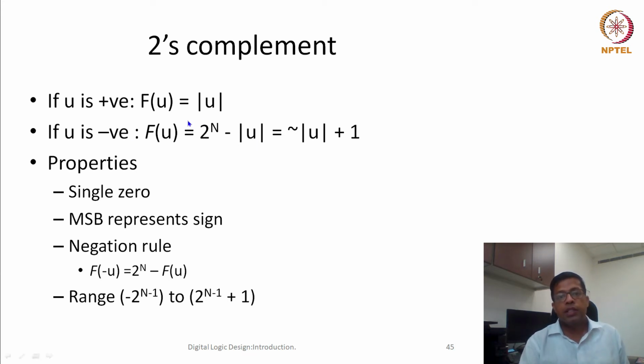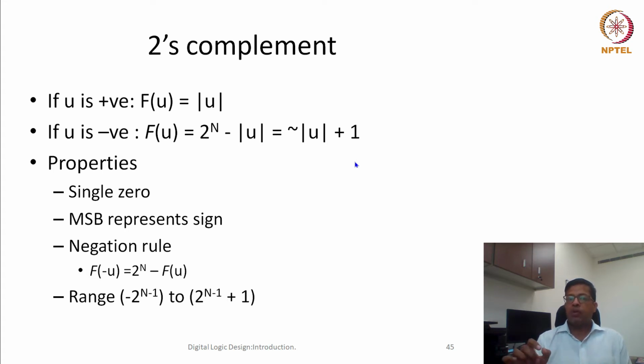And since it is 2 to the power n, we can also represent this using inversion, the logical invert of u, and then plus 1. So this is an easier way to find out 2's complement. We can invert all the bits and then add 1. That would be the 2's complement representation of any negative number.